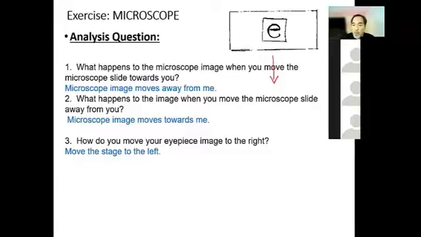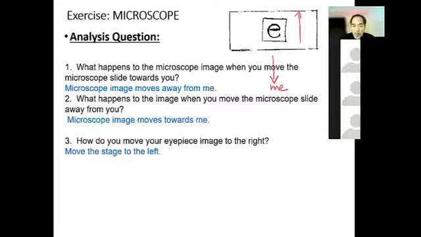So what happens to the image when you move the microscope slide away from you? If I move the slide away from me, remember, this is here, that is you, me, now the image moves towards me, because it is upside down and reversed.